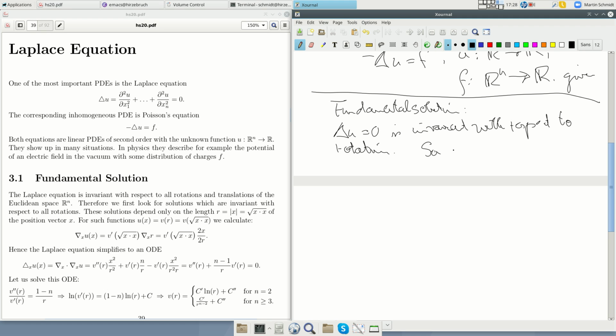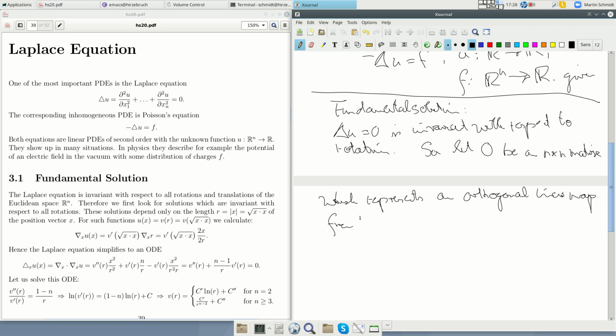So, let O be an n by n matrix which represents an orthogonal linear map from Rn to Rn. This means it preserves the scalar product.